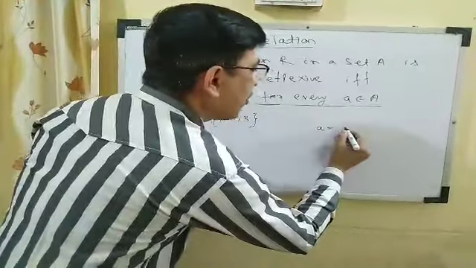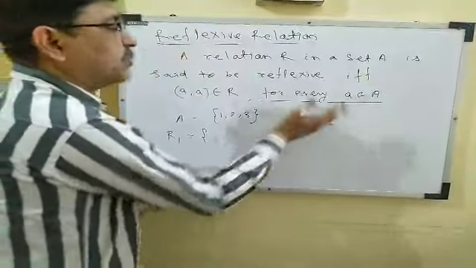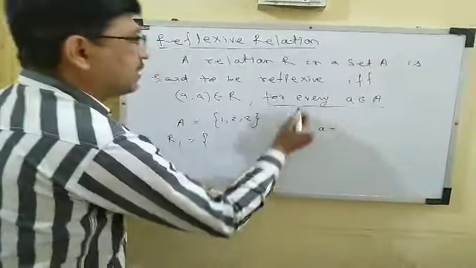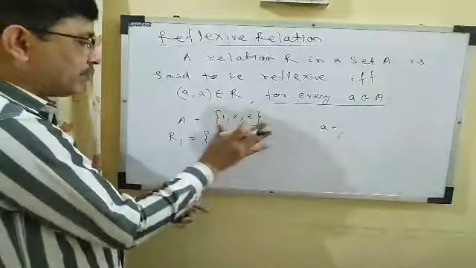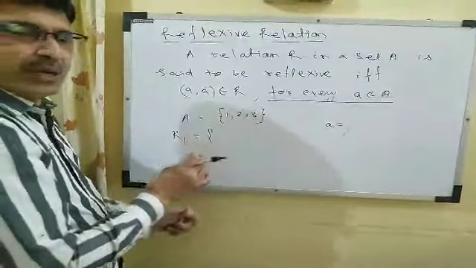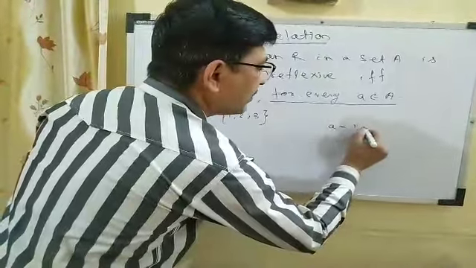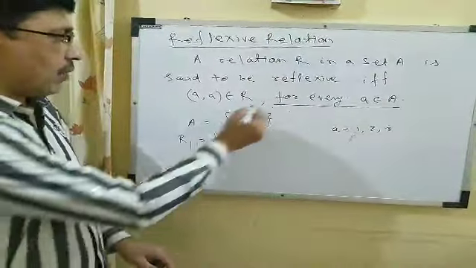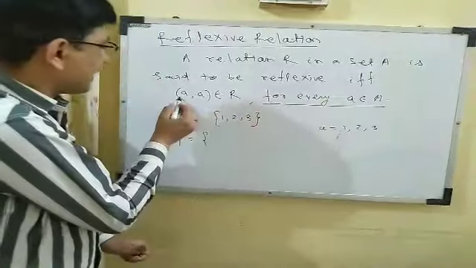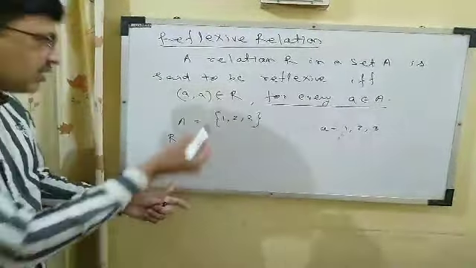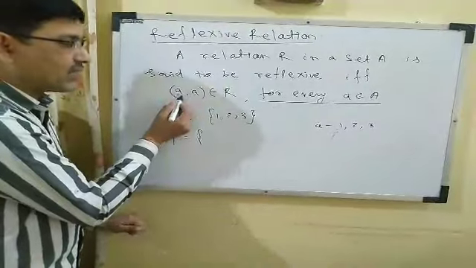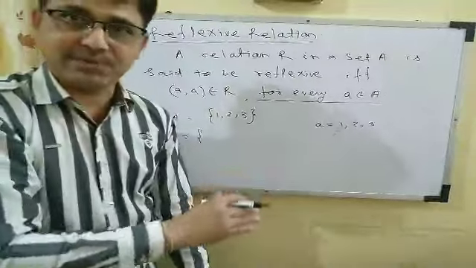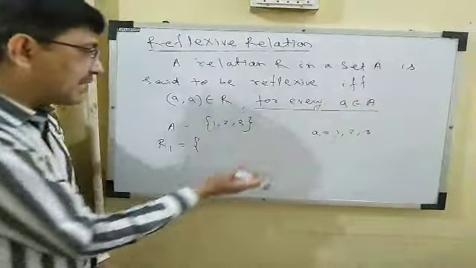That means the value of a, because it is for every, not for some or any other. So for every a belongs to A, for every means we have to consider each and every element of A. So this a can take the value of 1, 2 or 3. If a is equal to 1, now for every a belongs to A, (a, a) should be an element of R. Or in other words, we can say a is related to a. That means every element is related to itself. Every element of A is related to itself.